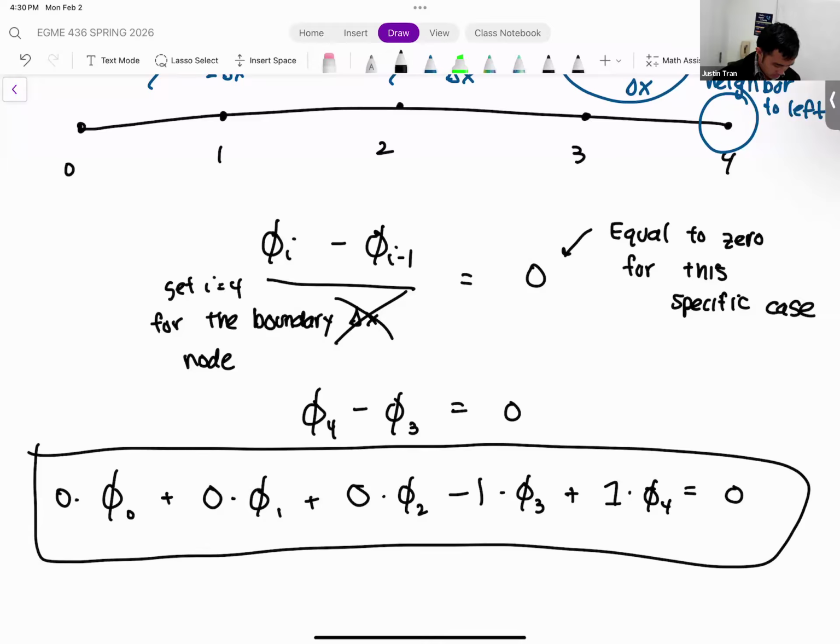All right, good. All right, and so with that, we have everything that we need. So we have our 5 equations that we need to solve for phi 0 through phi 4. Okay. Now, we're not actually going to be solving it by hand. We're going to set up the equations, and then we're going to use MATLAB to solve for the values for us.